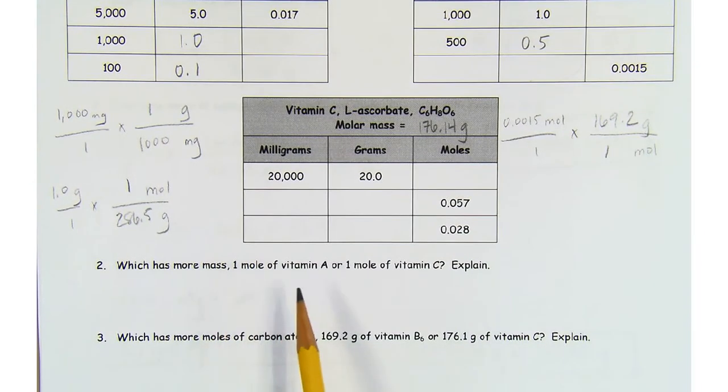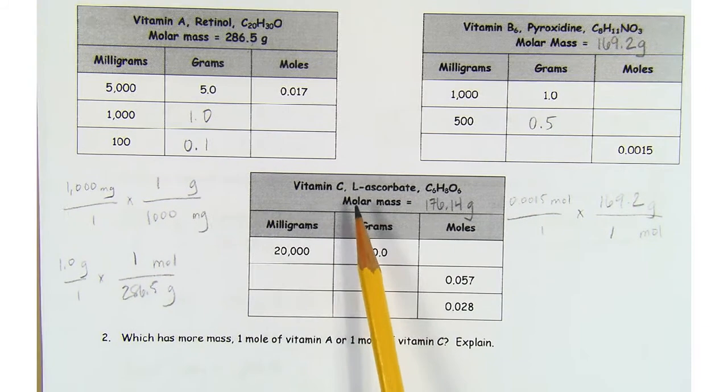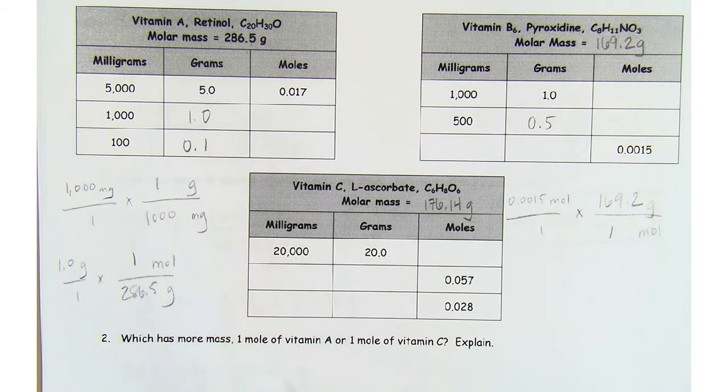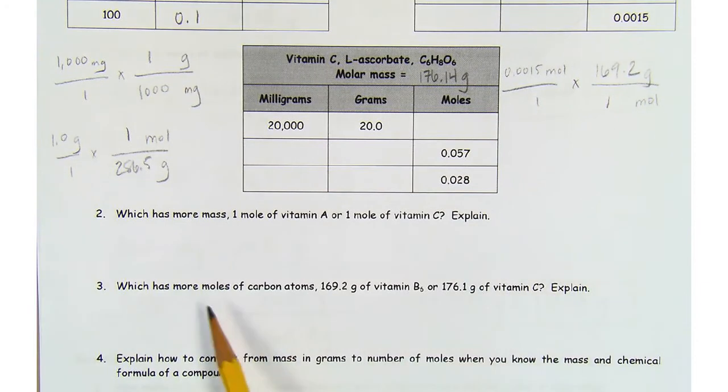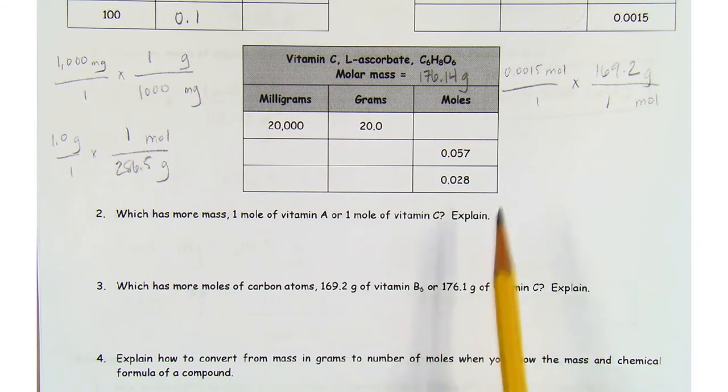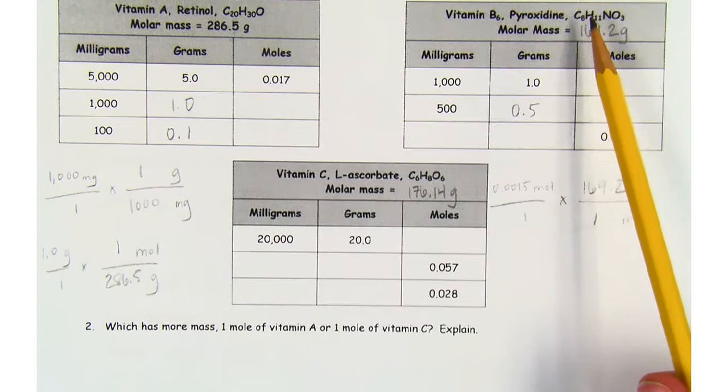Okay, moving on to the questions. Number 2, which has more mass, a mole of vitamin A or vitamin C? Here's vitamin C, here's vitamin A. You want to think about what's the mass of 1 mole? I think you can answer that. Which has more moles of carbon atoms, 169.2 grams of vitamin B6, or 176 grams of vitamin C? Okay, I'm looking at vitamin B6.